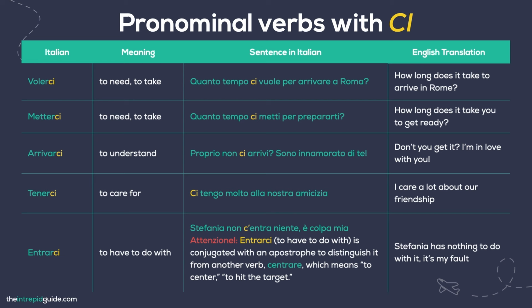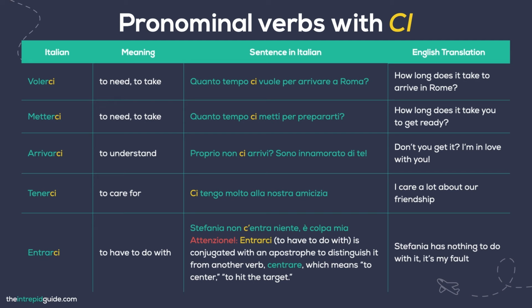Arrivarci. To understand. Proprio non ci arrivi? Sono innamorato di te. Don't you get it? I'm in love with you. Tenerci. To care for. For example, Ci tengo molto alla nostra amicizia. I care a lot about our friendship. Entrarci. To have to do with. For example, Stefania non c'entra niente. È colpa mia. Stefania has nothing to do with it. It's my fault.